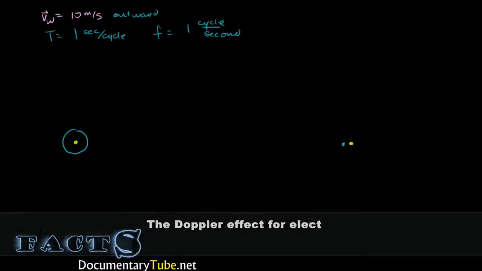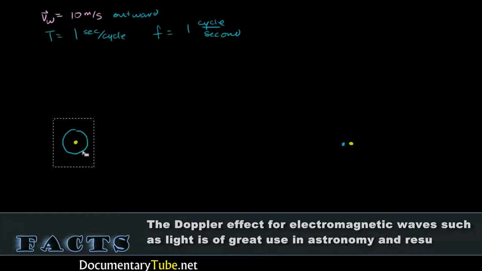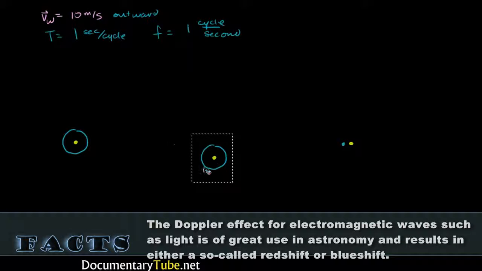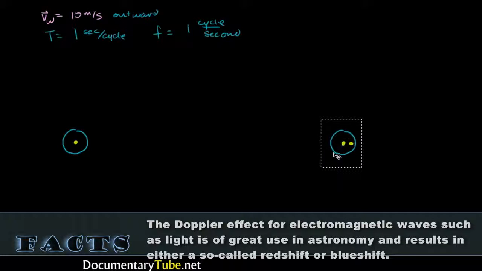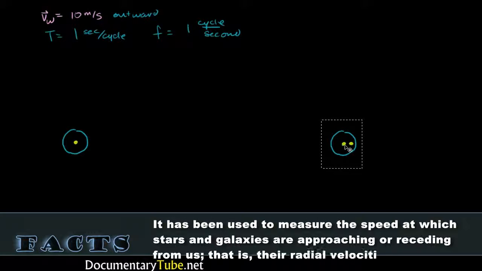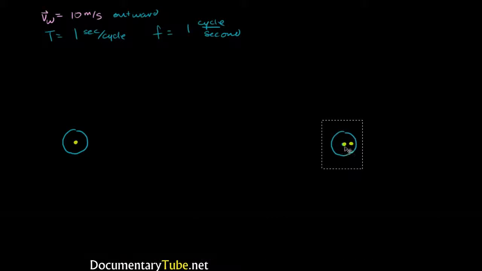So let me just copy and paste this right here, and just put it right over there. So this is where he is now. That's where he was 1 second ago, where he emitted this crest that has now traveled 10 meters away. This is a little inexact, so I can draw a little bit like that. This is 5 meters, that's 10 meters away. But you get the general idea.